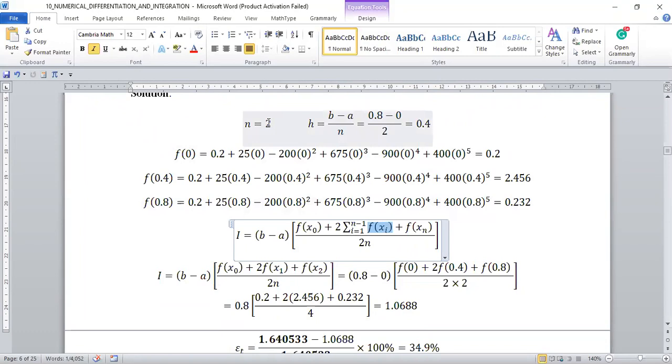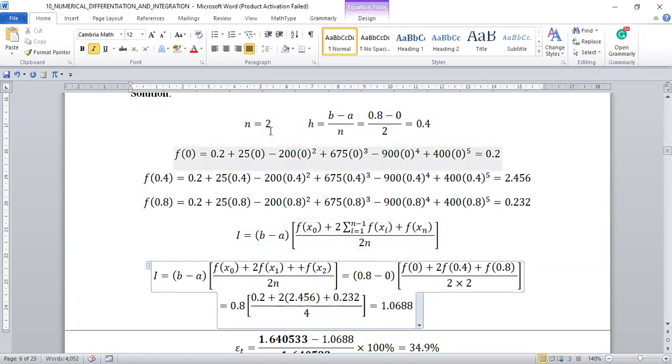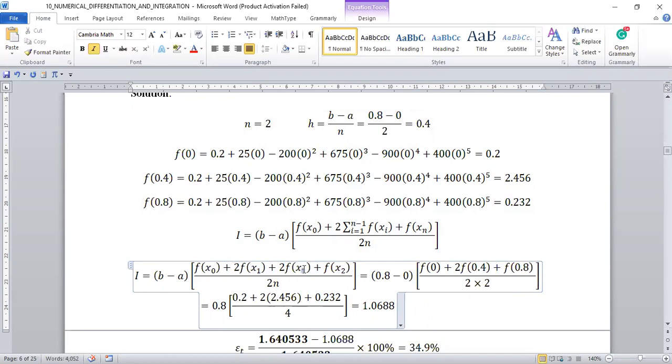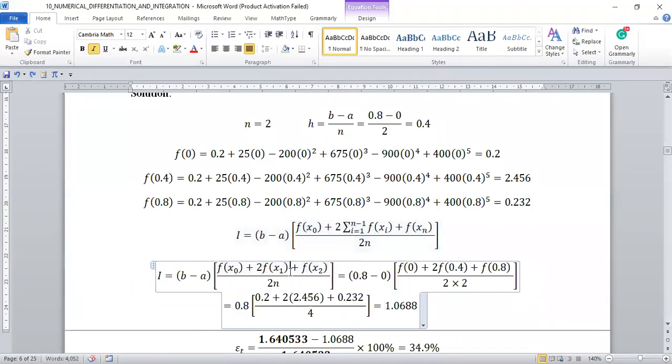You are summing from i equal to 1 to i equal to n minus 1. In this case, n is equal to 2, so 2 minus 1 is 1. That means you only have f of x1. If our n was 3, then it would be a summation from i equal to 1 to 3 minus 1, which is 2. So there would be another plus here: f of x2. Then this one would be f of x3, since n is 3 and the last one is xn. So if n is equal to 3, this formula will reduce to that formula. But now our n is 2, so we just revert back to this.